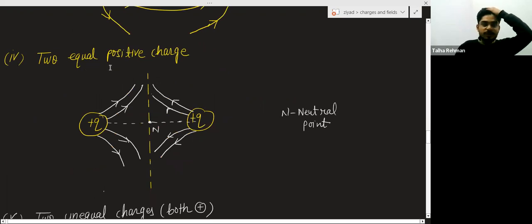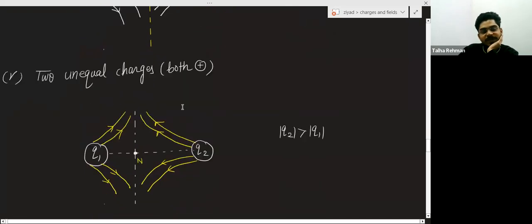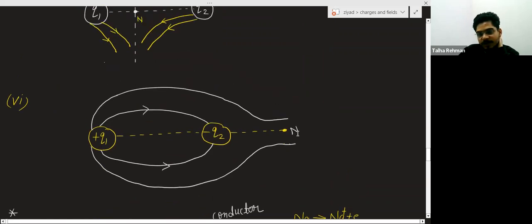If two equal positive charges are there, this type of pattern you will get. The neutral point will be here. If two unequal positive charges are there, the neutral point will be somewhere here, if Q2 is greater than Q1. Okay, if two positive charges are given, then the neutral point will be here.